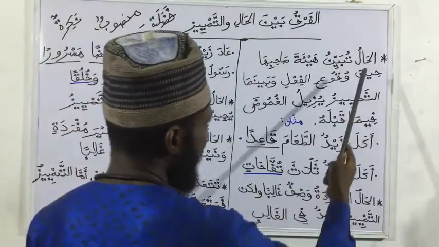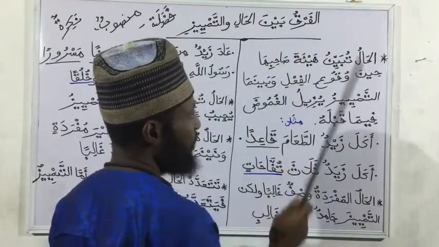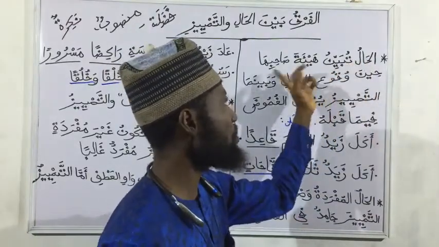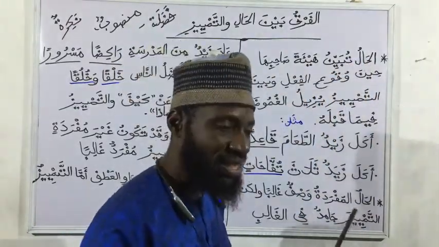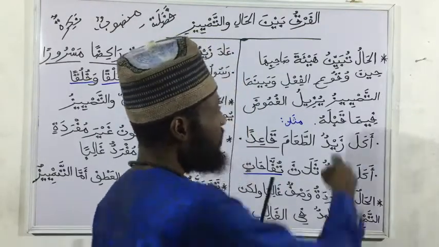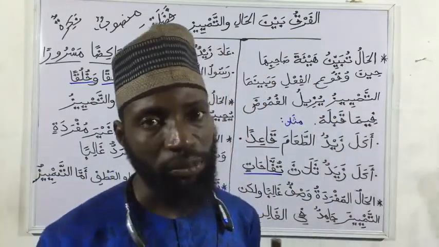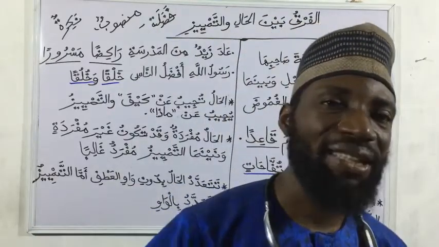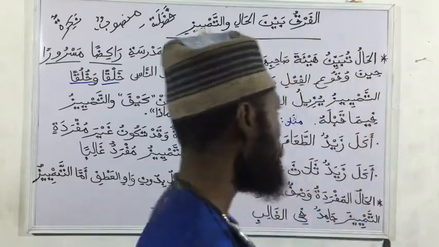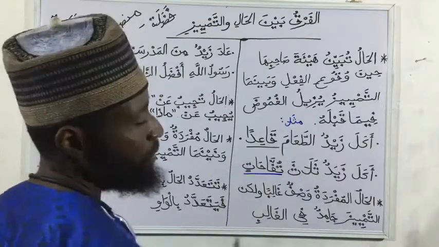You can see it is written here, Al-Haal tubayyinu hayata sahibiha hina wuqu'il fi'l. Al-Haal, it explains what? Hayata sahibiha, what the Haal is trying to explain, that we call the sahibul Haal. The Haal comes to explain it, hina wuqu'il fi'l, at the time the verb is occurring. So the Haal will come and tell you the state the sahibul Haal is in at the time the verb is occurring. For instance, look at this statement, akala zaidun ta'ama qa'idan.